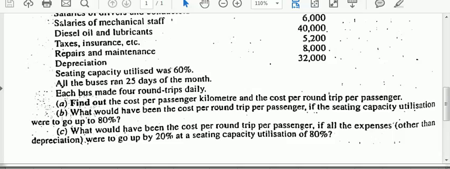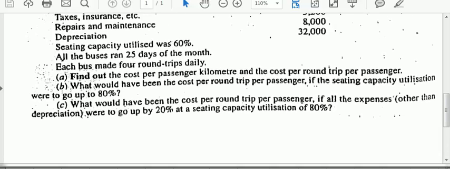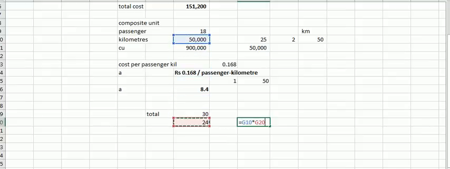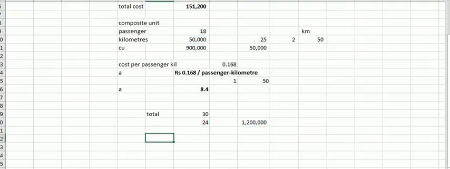Moving on to requirement B. Requirement B asks what would have been the cost per round trip per passenger if the seating capacity utilization were to go up to 80%. So there is one revision in the question, which is the seating capacity. We know that in total there are 30 seats, and under the new condition, if 80% of the seats are occupied, we will have 24 seats occupied. Since there is no change in the number of kilometers, our new composite unit will be 50,000 kilometers multiplied by 24, which is 1.2 million.